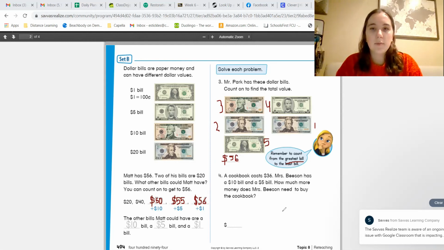Okay. Now you're going to do number 4. Let's look at what it says. A cookbook costs $36. Mrs. Beeson has a $10 bill and a $5 bill. How much more money does Mrs. Beeson need to buy the cookbook?